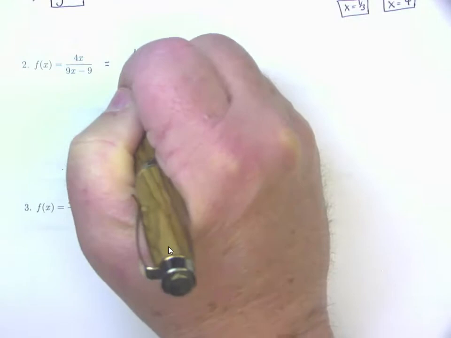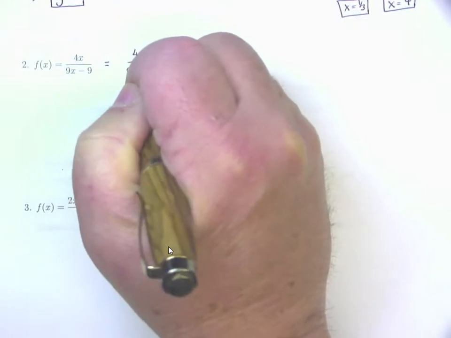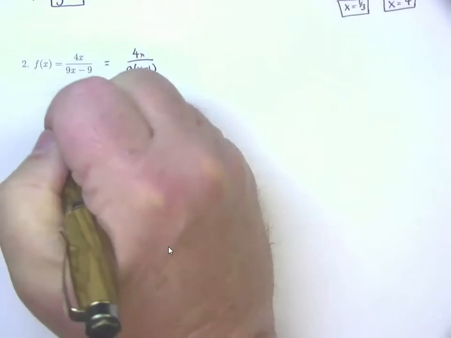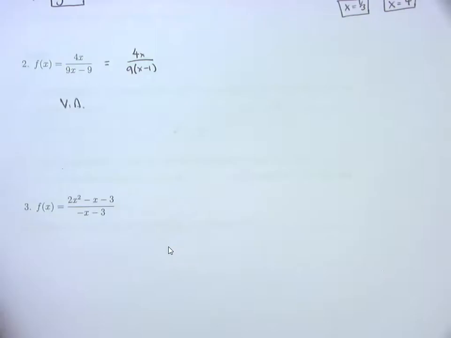Well, the numerator's pretty nice, it's 4x. But the denominator, I can factor out a 9. That leaves me with 9 times x minus 1. And I don't see any terms canceling on this guy, so I don't have to worry about any holes in the graph. So for the vertical asymptote, I'm going to take my denominator.